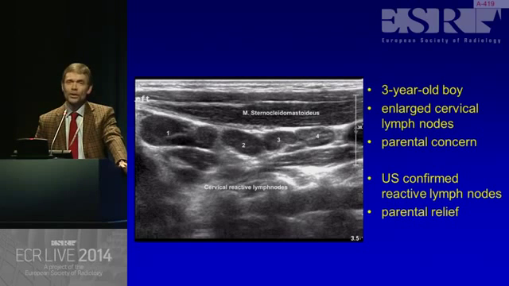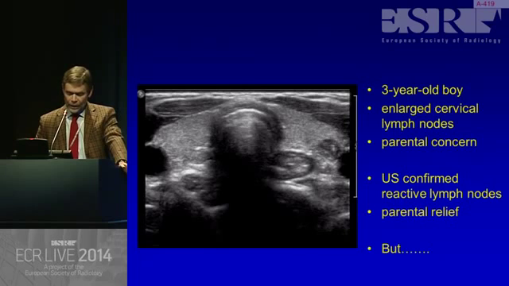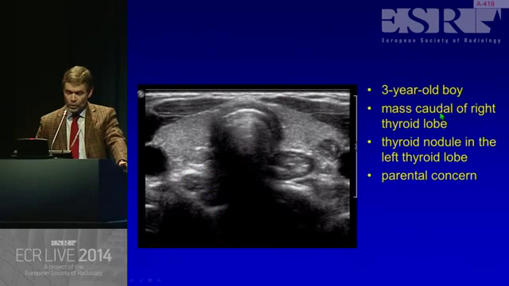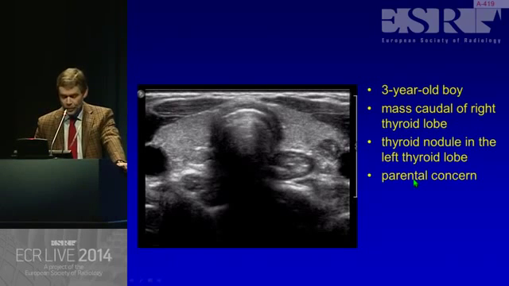However, when we took a close look at the rest of the neck, which of course we do, we saw something like this, and we saw something like this. So there was a mass caudally of the right thyroid lobe and a thyroid nodule in the left thyroid lobe. So again, the parents were concerned.